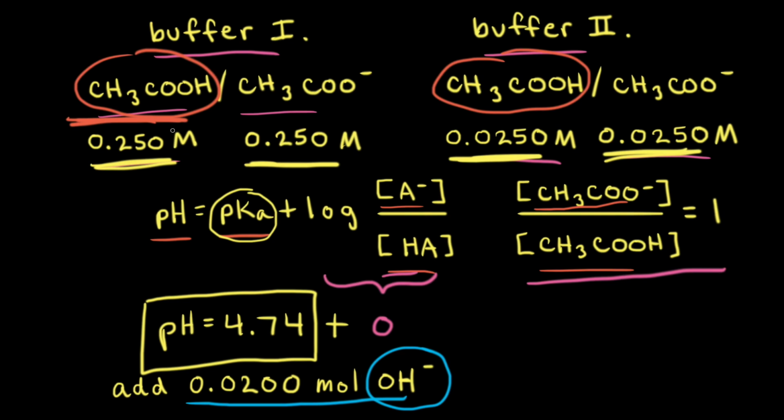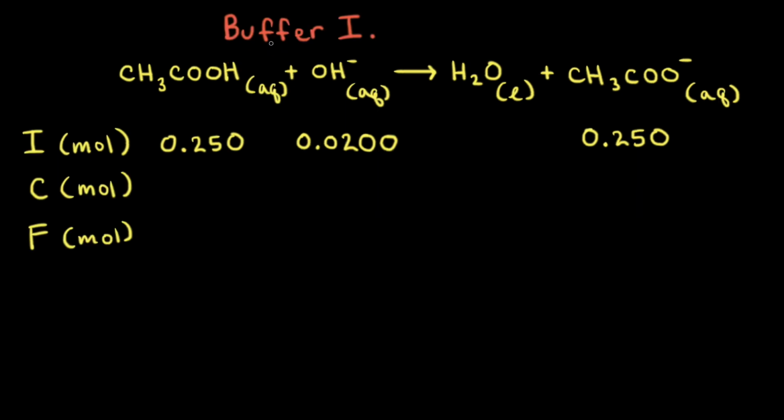And to make the math easier, we're going to assume that the total volume of the buffer solutions is equal to 1 liter, both before and after the addition of the base. So if the total volume of the solution is 1 liter and the concentration of acetic acid is equal to 0.250 molar in buffer 1, that means there's 0.250 moles of acetic acid in the buffer. So 0.250 moles of acetic acid will react with the 0.0200 moles of hydroxide anions that we're adding to buffer solution 1. Let's calculate the pH of buffer solution 1 after the addition of the hydroxide anions.